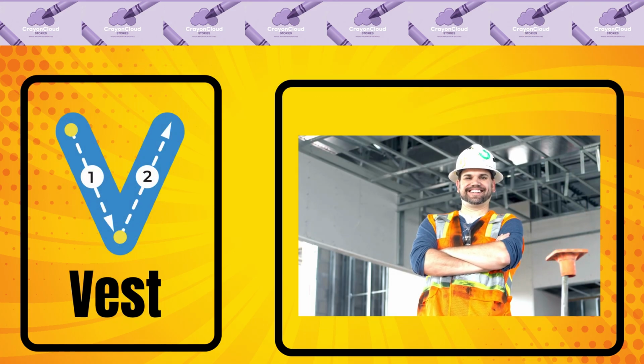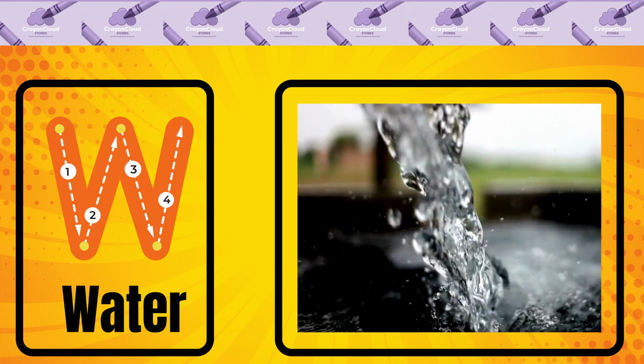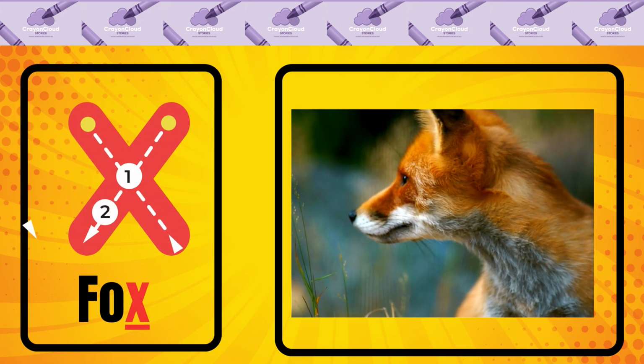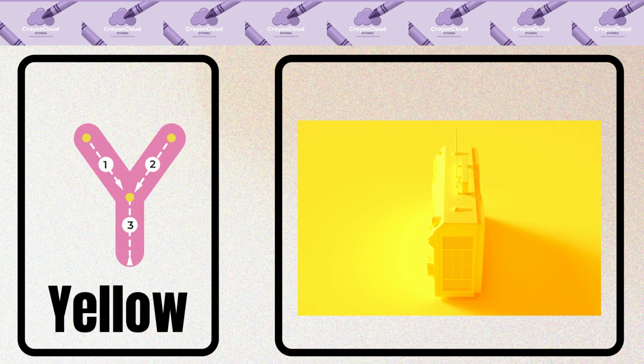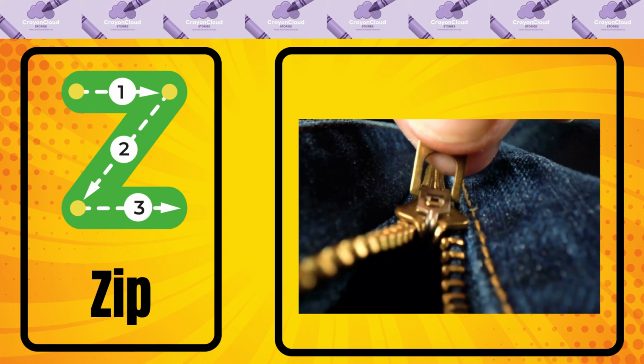V is for vest, vest. W is for water, water. X is for fox, fox. Y is for yellow, yellow. Z is for zip, zip.